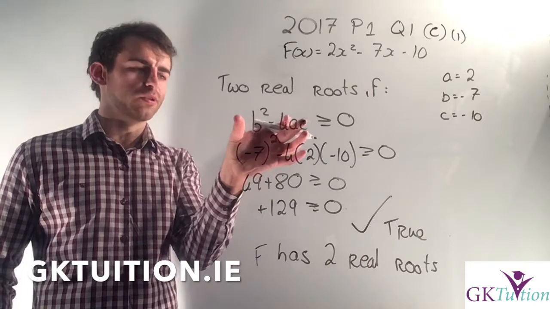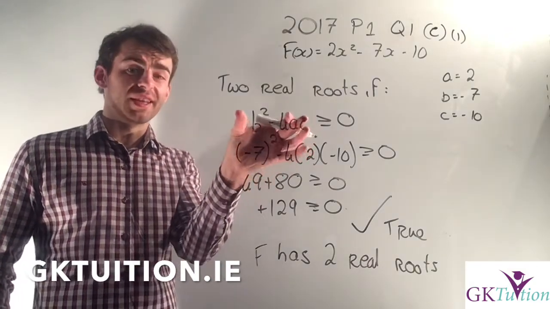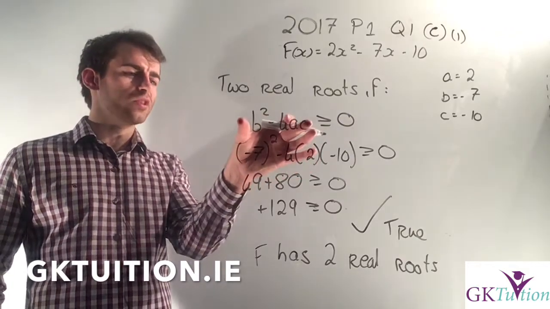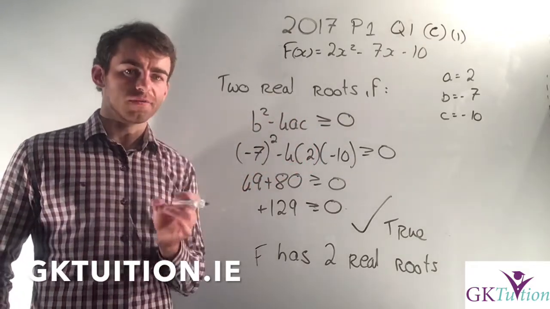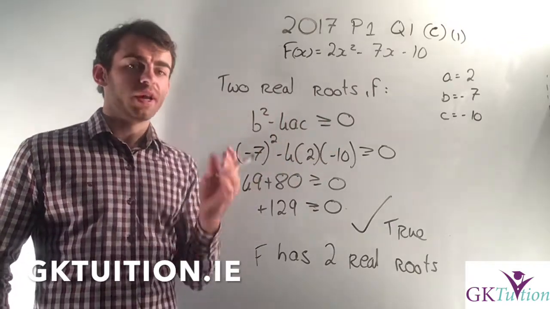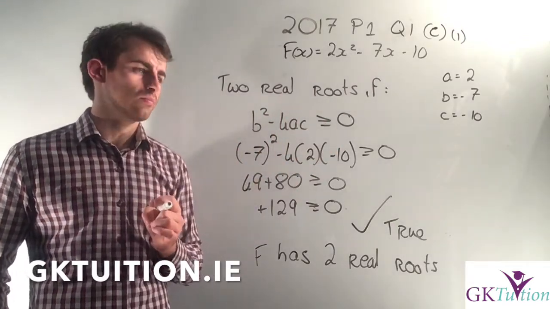This is often referred to as the discriminant, and basically it's just a section from your minus b formula. Remember your minus b formula, this is just the bit that's in your square root. It's often called the discriminant. If the discriminant is greater than or equal to 0, then the quadratic has 2 real roots.